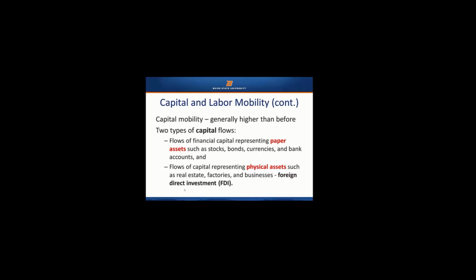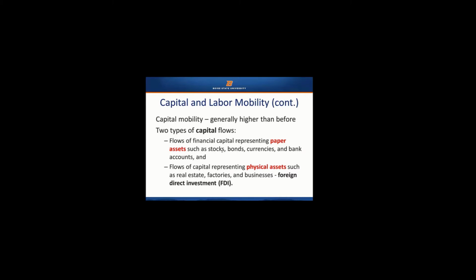So there's two types of capital that we want to keep track of, and these will be important as we go through the class. So the first is paper assets. So it's stocks and bonds, bank accounts, the flows of those kinds of assets. And last time we talked about how foreigners can invest in U.S. Treasury bonds or U.S. corporate bonds, U.S. stocks, and we can invest in similar assets over there. So there's the flow of these paper assets.